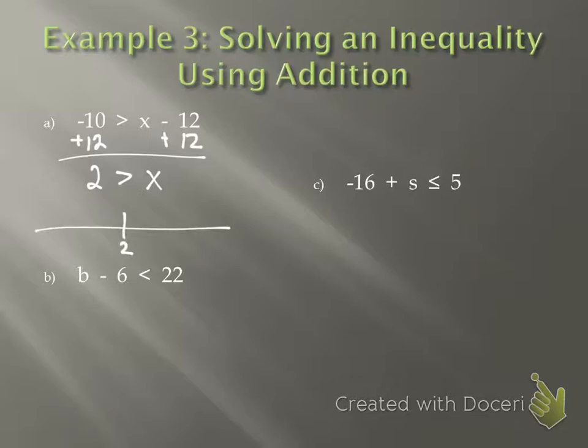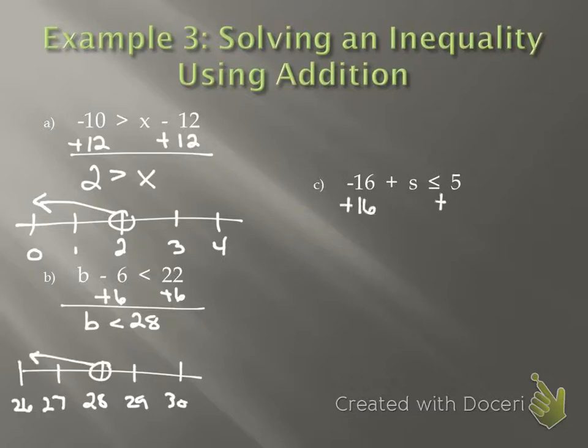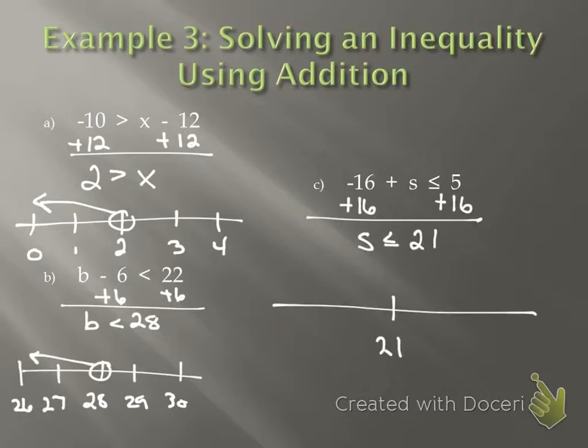So on your number line, I've got 2, 3, and 4, and 1 and 0. If x is less than 2, open or closed dot? And which way does my arrow go? Left. It goes to the left because x is less than 2. I want you to try to work B and C. On B, b is less than 28. Open dot, going left. On C, s is less than or equal to 21. Closed dot, going left. Did you get both?